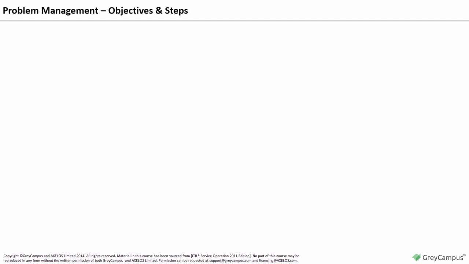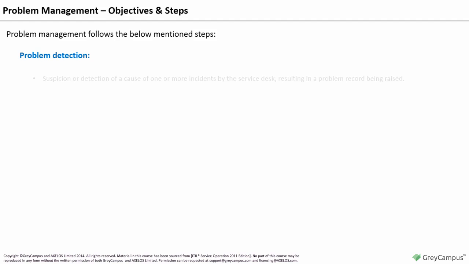Problem management, objectives and steps. Problem management follows the below-mentioned steps. Problem detection. It is likely that multiple ways of detecting problems will exist in all organisations. These can include triggers for reactive and proactive problem management.